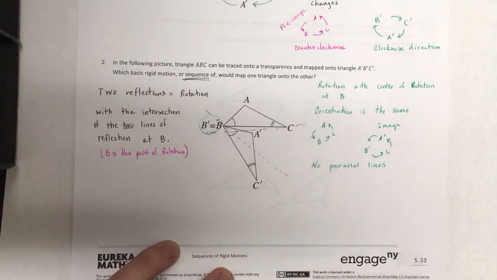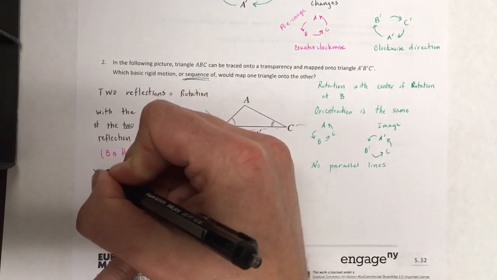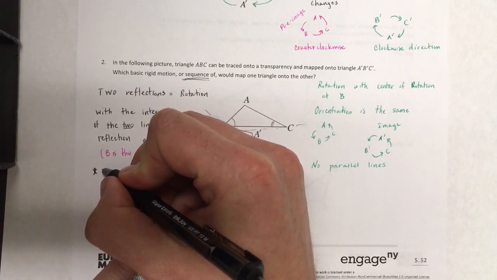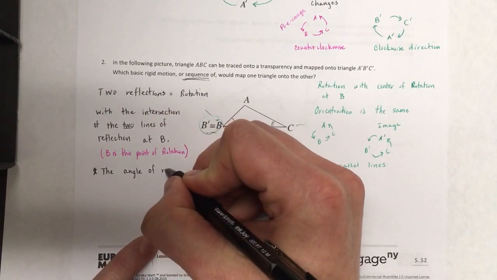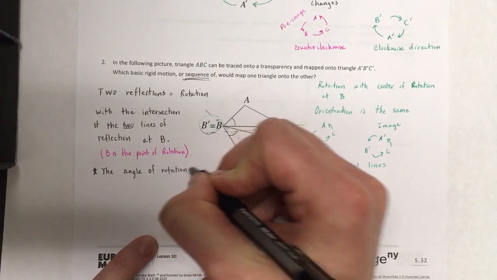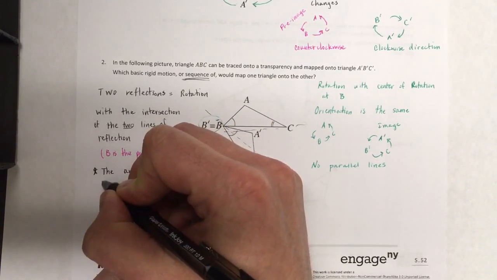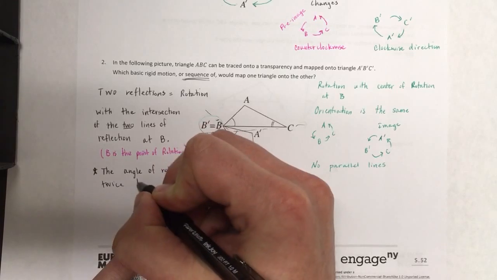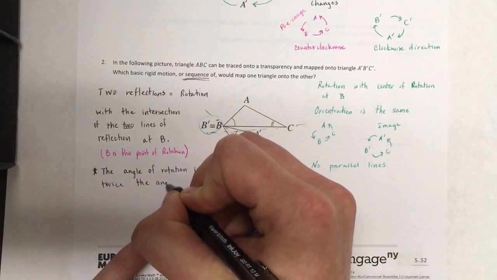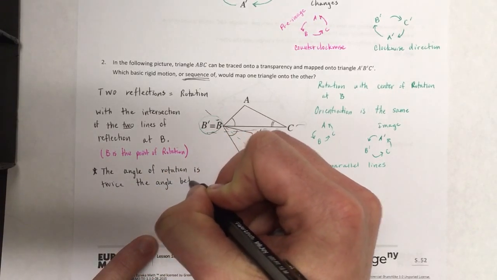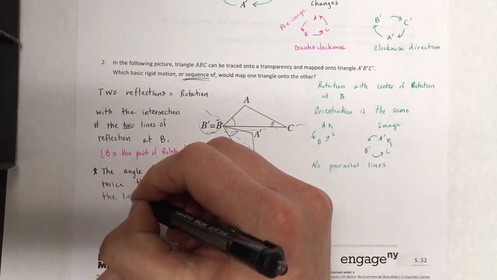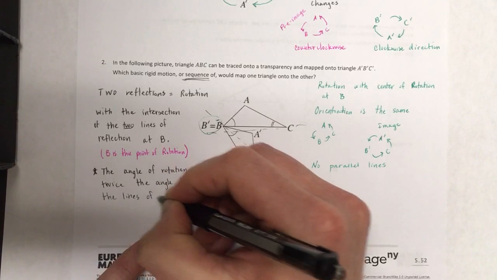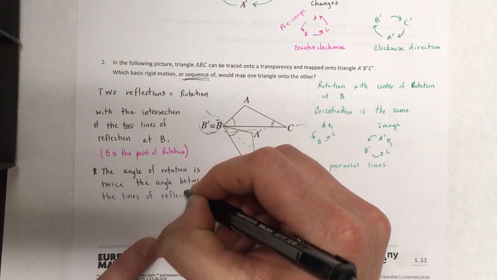Okay. Something else you want to add to this: the angle of rotation is twice the angle between the lines of reflection.